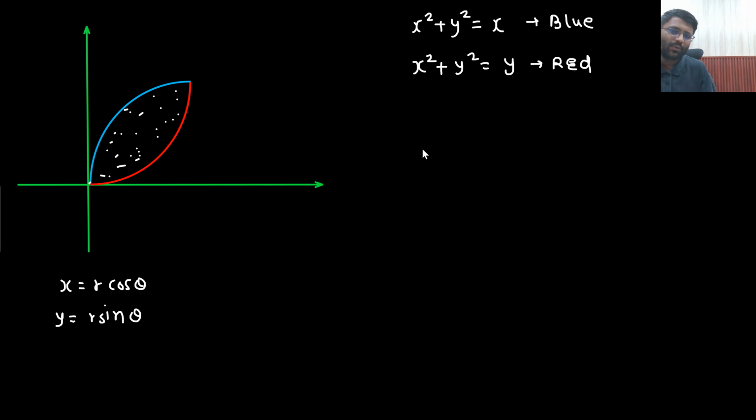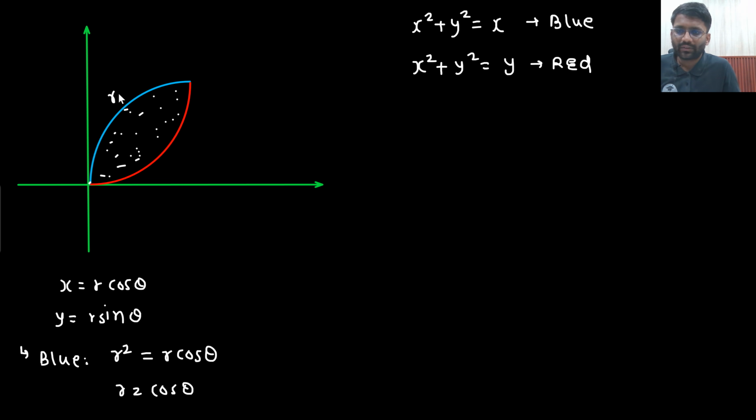So let's solve the blue color first. If I solve the blue color first, what will I do? x square plus y square will become r square only, and in place of x, I am putting r cos theta. So what is the value of r you are getting? r equals cos theta. So for the blue color, the equation is r equals cos theta.